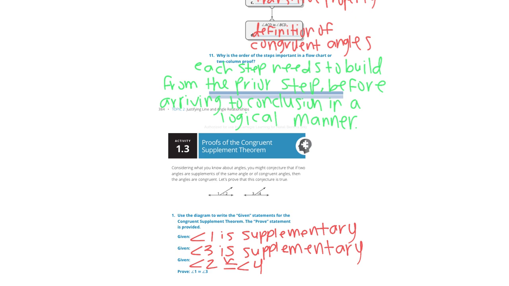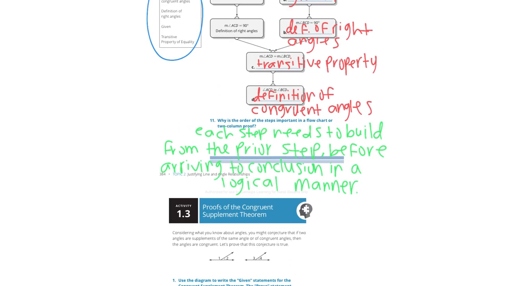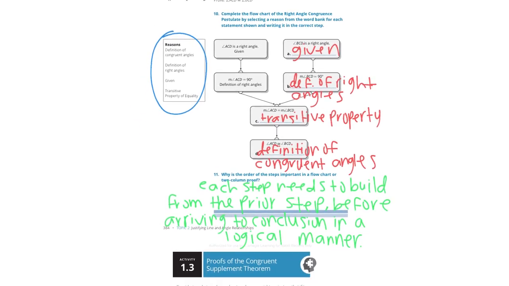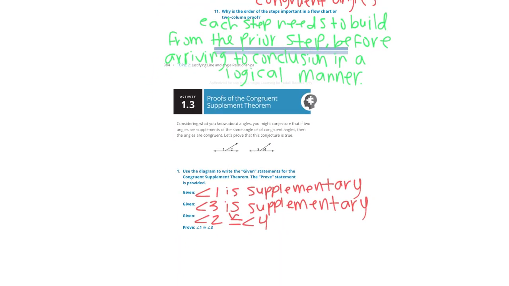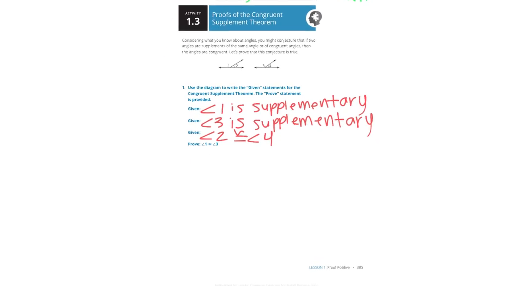Why is the order of the steps important in a flowchart or two-column proof? Although you can have many different ways of proving something, I could have rearranged this a little bit differently and still arrived at the same conclusion. However, whenever you are rearranging things, there are plenty of ways to prove something, but it needs to logically follow. So that's what I wrote here. Each step needs to build from the prior step before arriving at the conclusion in a logical manner. Okay.